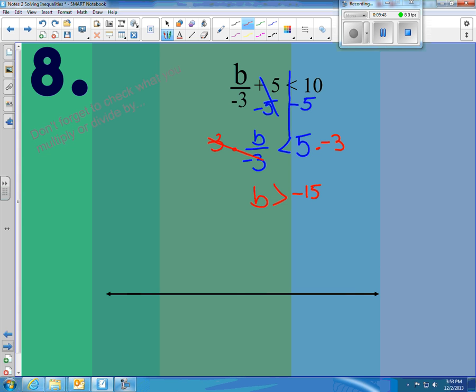Let's get to graphing this problem. So we have our negative 15. It's not equal to, so again, remind yourself that we're going to have that open circle. And our variable is on the left-hand side, so it's pointing the direction that we should shade. B is greater than negative 15. That's where all of our numbers greater than negative 15 are. So go ahead and make sure you've shaded to the right.